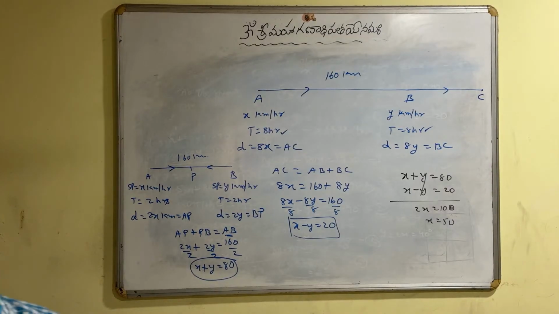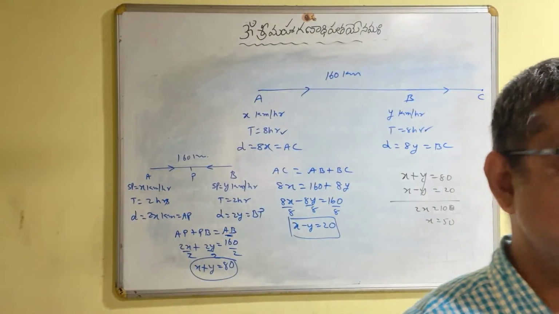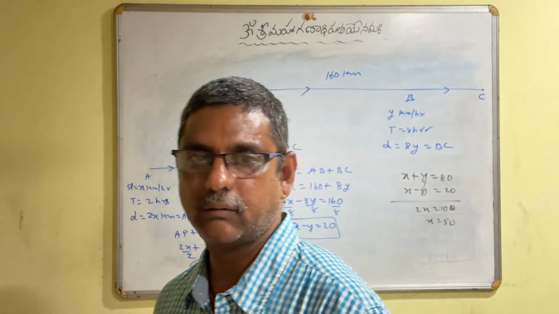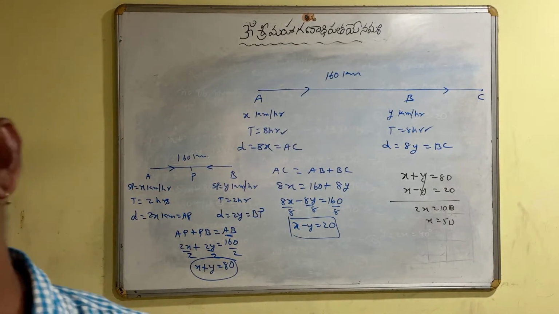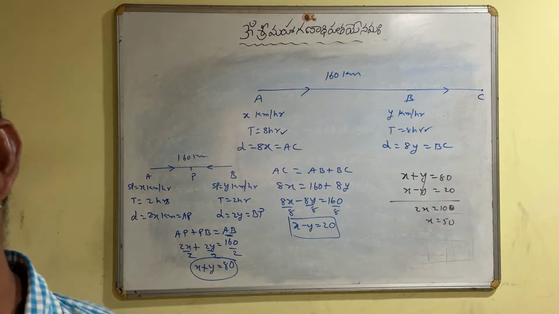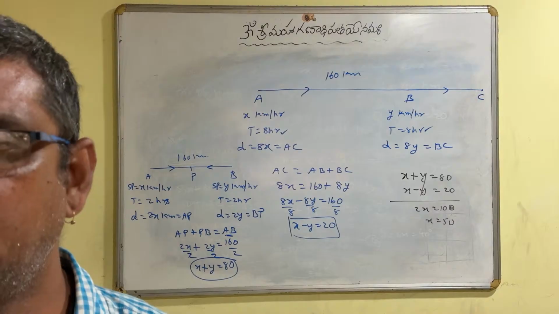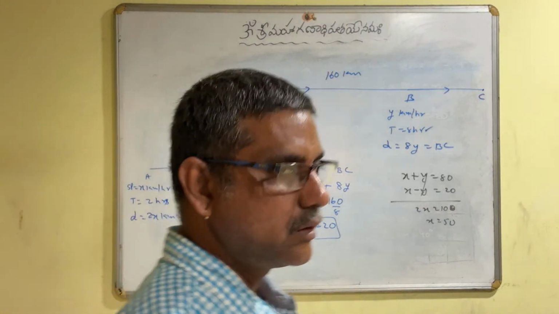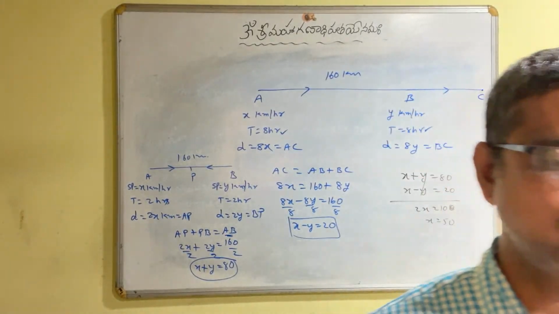So our downstream and upstream questions are out of syllabus, right? See, when you have to find out both the speeds, speed of stream and speed of boat, if you want to find out both, it is out of syllabus. If you want to find out only one speed, it is not out of syllabus.